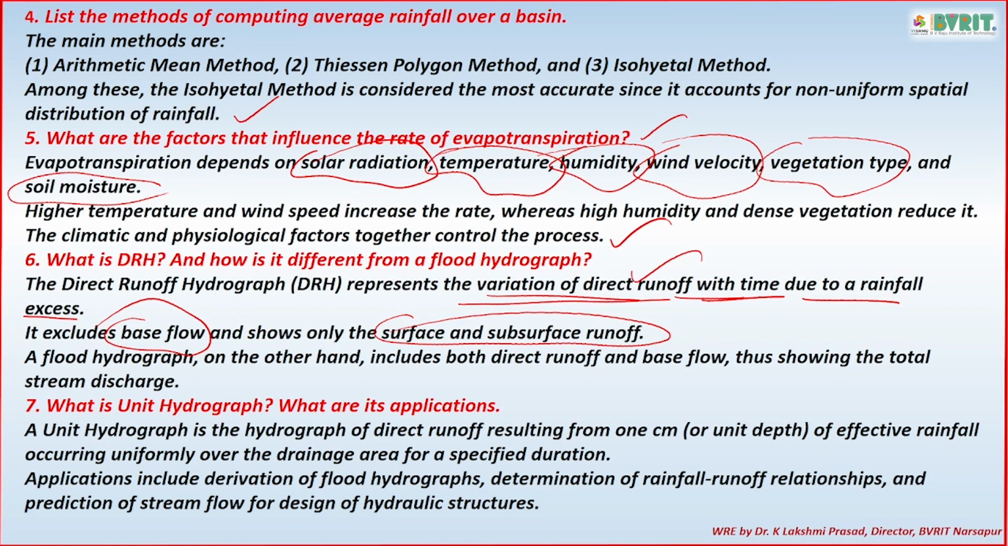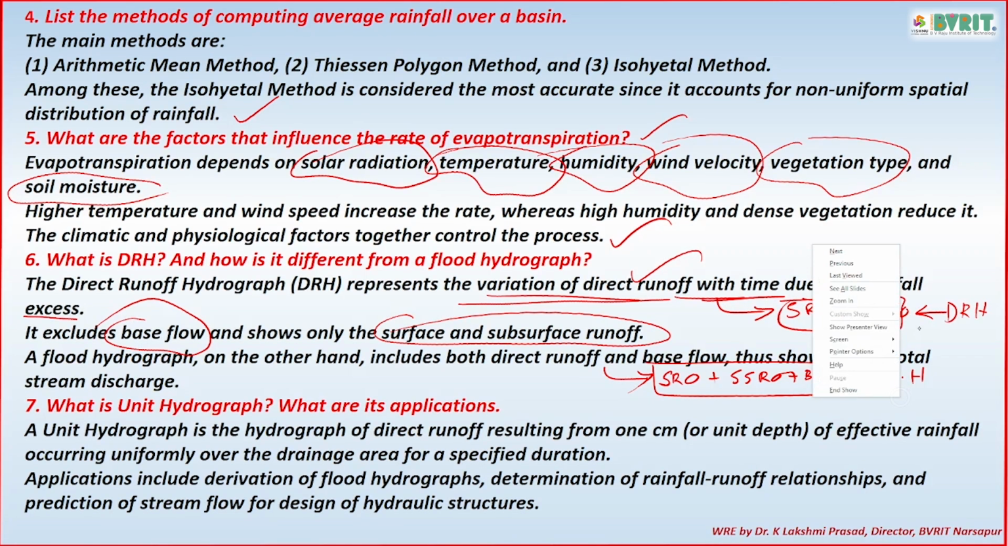A flood hydrograph means what? It takes care of surface runoff, subsurface runoff plus base flow. So always remember, flood hydrograph means surface runoff plus subsurface runoff plus base flow. All the 3 things put together represent a flood hydrograph. Whereas direct runoff hydrograph means only surface runoff plus subsurface runoff. So from the flood hydrograph, if you subtract the base flow, you get the direct runoff hydrograph.